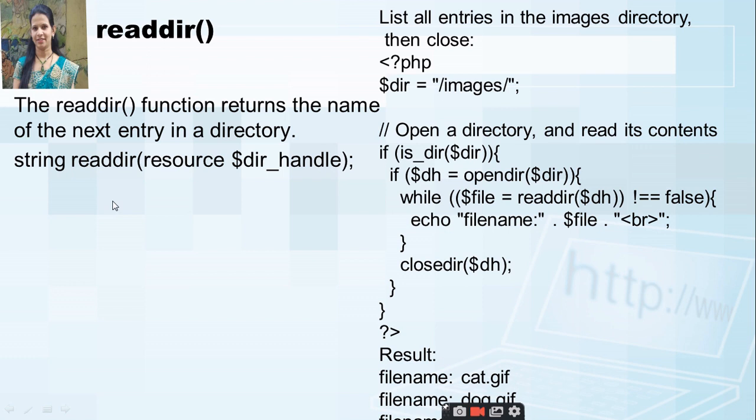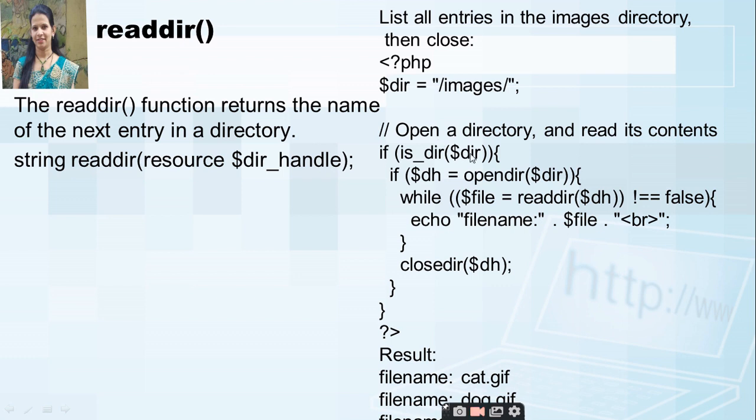The syntax for this is string readdir(resource $dir_handle). Here also we are using the resource method, then listing all the entries. See this example, we are using the same example, the previous example we are putting here. Here also we list all the entries in the images directory and close.